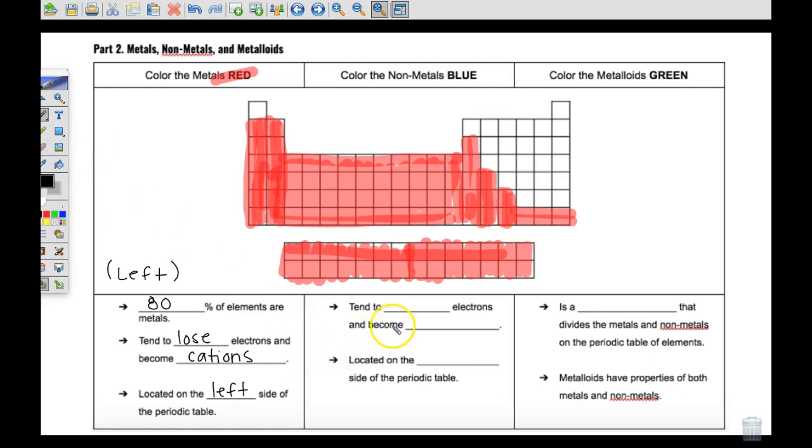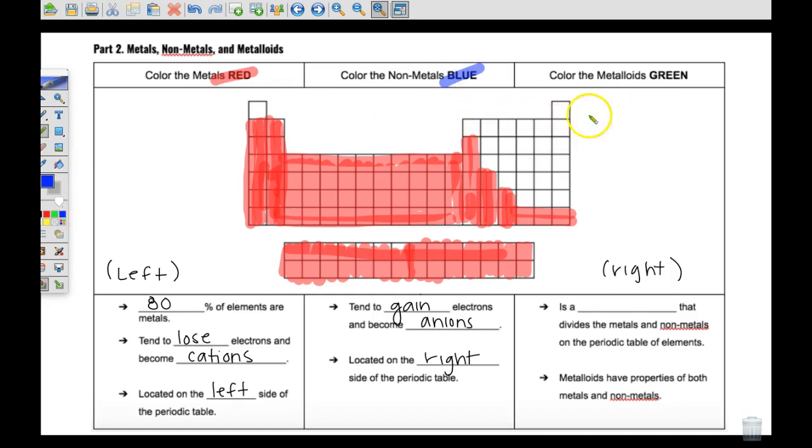The opposite of a metal is a nonmetal. Nonmetals tend to gain electrons and become anions, and nonmetals are typically found on the right side of the periodic table. So remember that this is the right side. Let's take a moment and color our nonmetals blue.